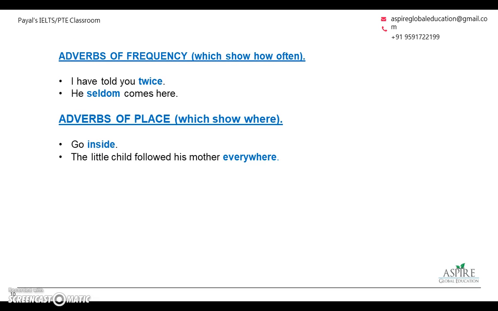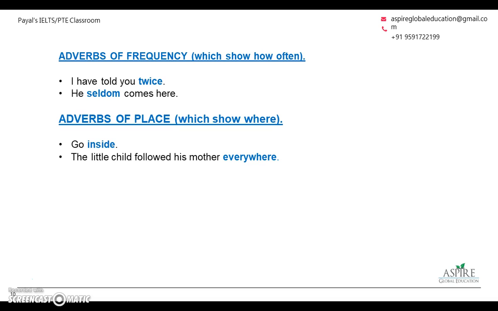Okay, so a few more are adverbs of frequency, which show how often. I've told you twice. How often have I told you? Twice. He seldom comes here. How often does he come here? Seldom. He usually gets late. How often does he get late?